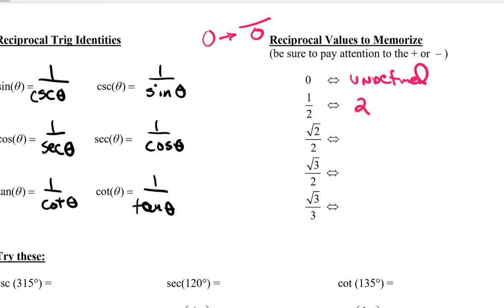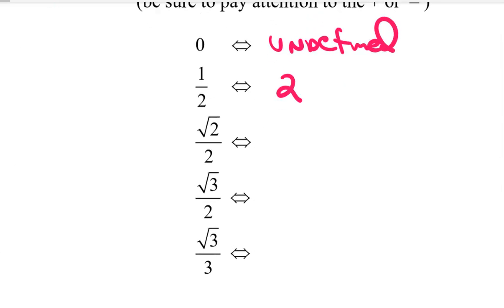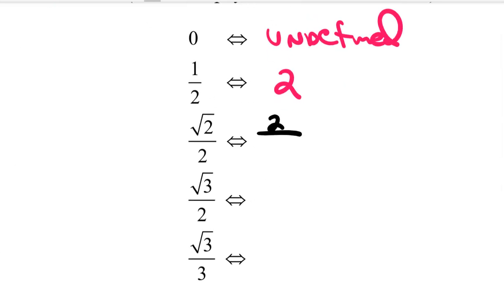Now, when you work with the ones that have radicals in the numerators, these are going to be a little bit more involved because there's going to be a couple of steps here. I want you to be able to do this in your head, so we'll do the first one the long way. If you take the reciprocal of square root of 2 over 2, 2 would go on the top, and then square root of 2 would go on the bottom. But again, you've got to rationalize that. So we would have to multiply by square root of 2 over square root of 2.